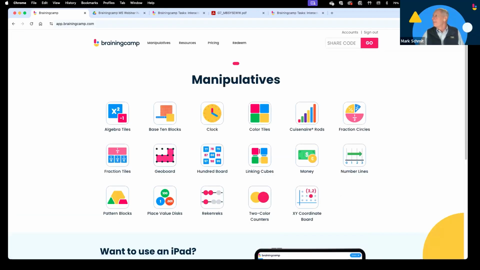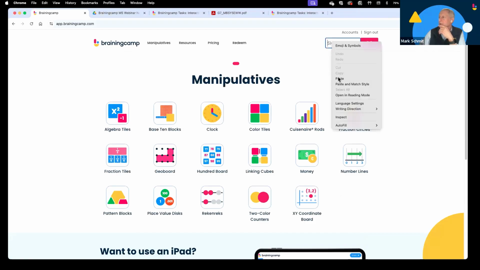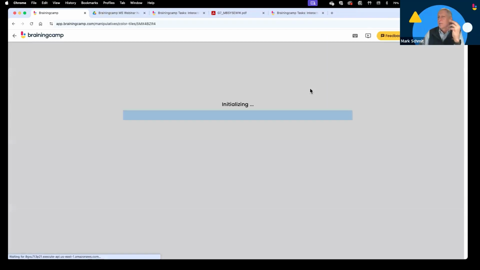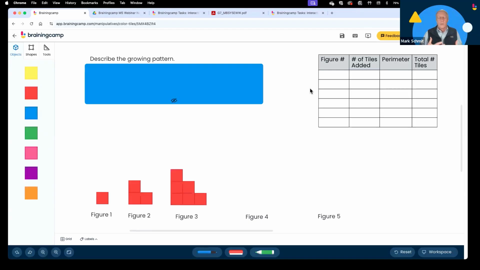All right. I'm taking a look at the time because I really want to get to algebra tiles. But before we do that, I want to take a look at a task with color tiles because I think one of the things that manipulatives are really beneficial for is helping kids see patterns, develop patterns, build the patterns, and then help make those generalizations.